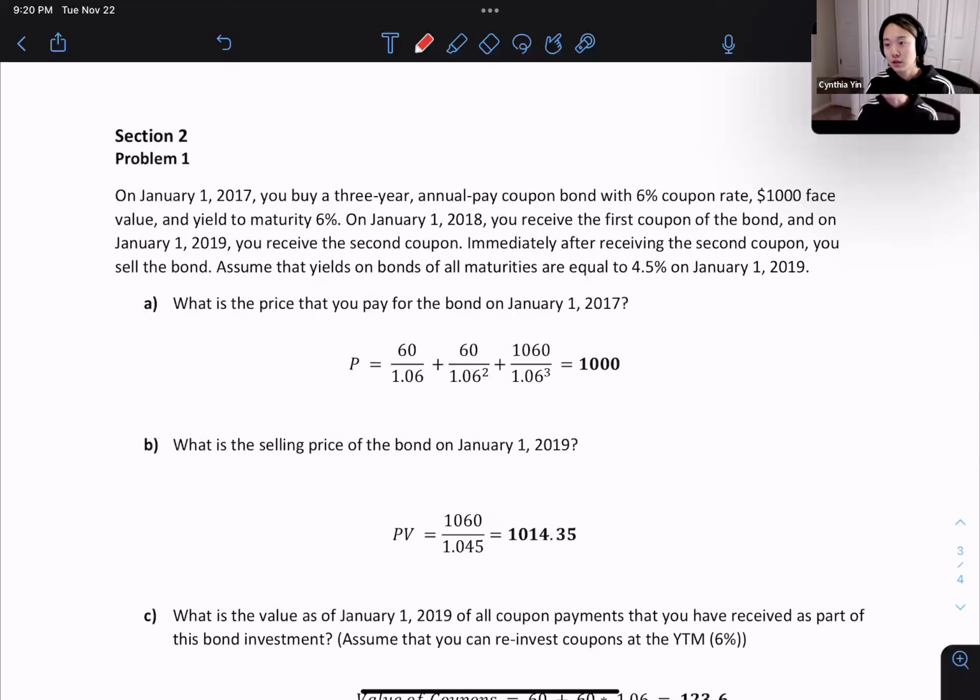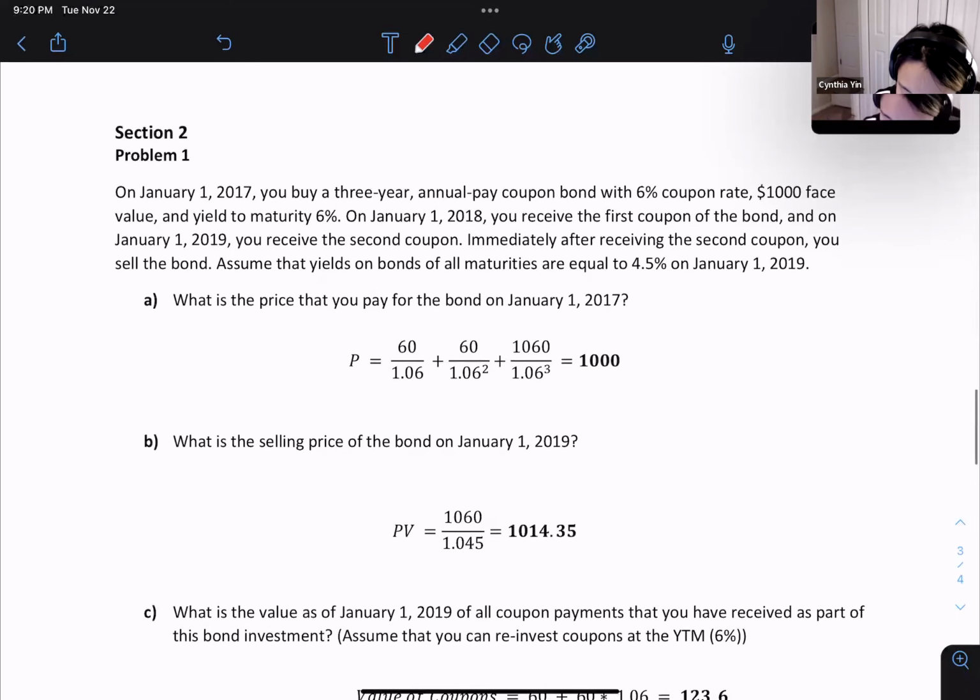Then let's go to section 2. I believe I already put all the intermediate steps here, one by one, little by little. So if you go through all the details, you should know how to solve the question, because most of them are just analytical. But let me quickly go through, okay, to make sure you get it. Let's see problem 1. On January 1st, 2017, you buy a 3-year annual pay coupon bond with 6% coupon rate, $1,000 face value, yield to maturity 6%. 1 year later, you receive the first coupon of the bond, and another year later, you receive the second coupon.